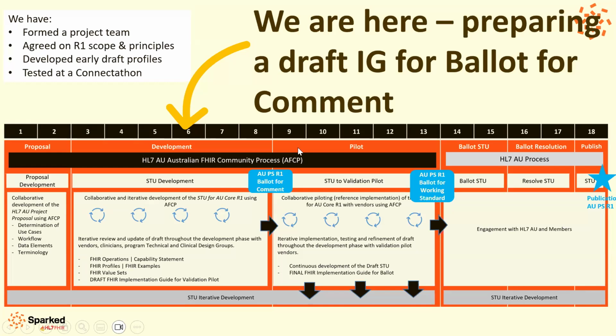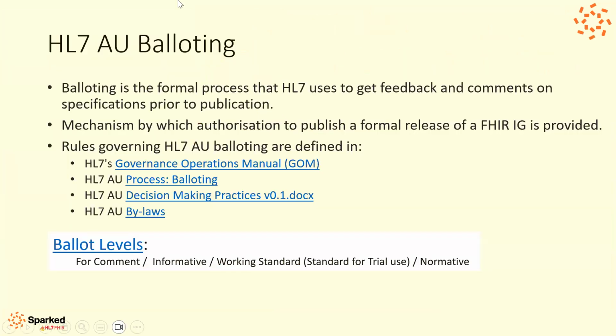And so with that process in mind, I'm just going to quickly run through balloting, because not everyone has gone through an HL7 AU ballot before. There are a couple of steps that we take where balloting is the formal process from HL7, both HL7 Australia and international, and it's the means by which they get feedback and also by which you get authorization in order to actually publish a formal release of a standard.